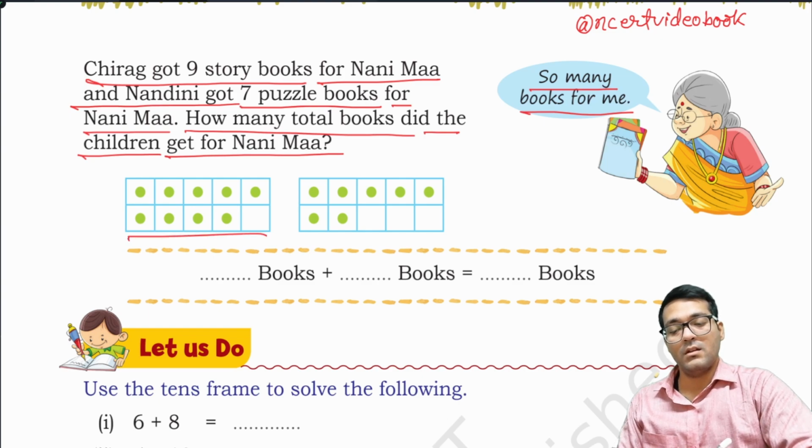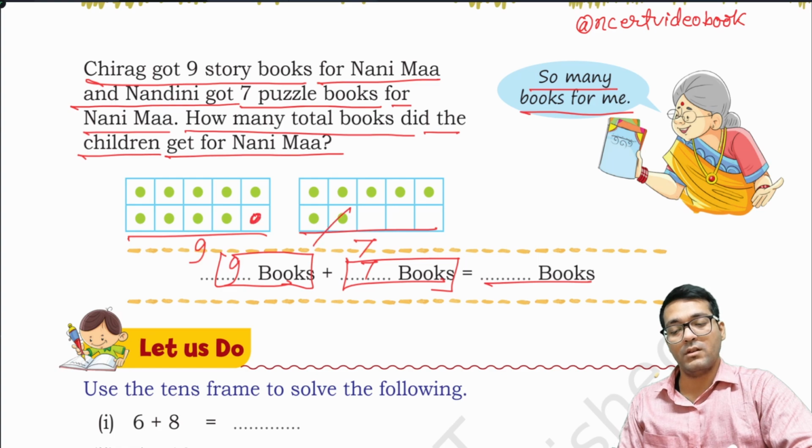You can see 9 story books here, shown by dots, and 7 shown by dots. That means 9 books and 7 books is equal to dash number of books. Let's count. You can move 1 from here to here, that makes 10 and it becomes 6. That means 10 and 6 is equal to 16. You can also do it just by counting after 9: 10, 11, 12, 13, 14, 15, 16.